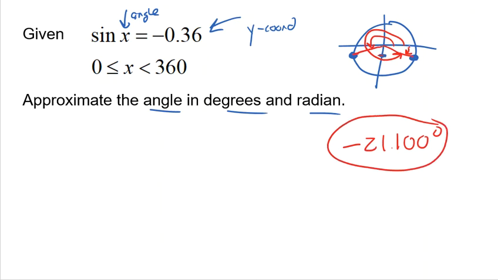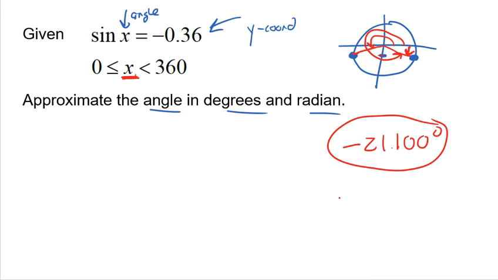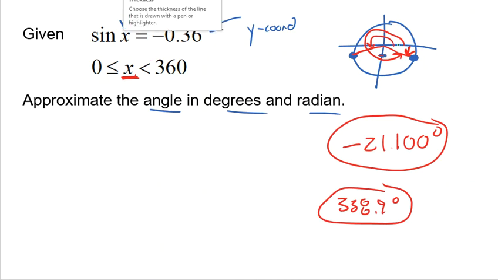Now, that's going to be this negative angle that goes straight down. But again, I did tell you that x, the angle, was in between 0 and 360. So one thing I should probably do is take a full circle, 360, and subtract that 21.100, and I get 338.9 degrees. So that's a better answer because that angle is between 0 and 360. That angle is the angle that goes all the way around and right here.